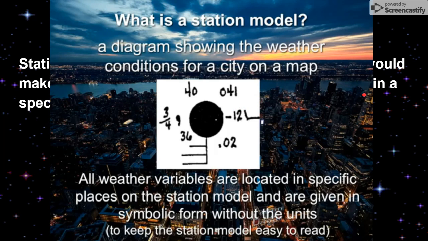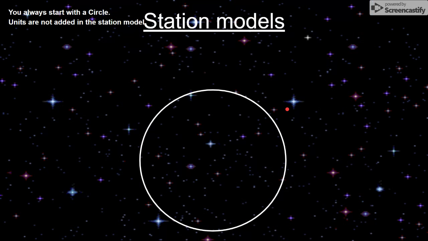The reason for that is that it makes it easier to read. If we did have units on here, it would be too stuffed together, disorganized, and too much stuff would be going on. So that's why it's like this. All right. So for a station model, you always start with a circle. Units are not added in the station model, remember. So you always begin with a circle, just like this. And then on the upper left-hand corner is where you put the temperature. The temperature is always in Fahrenheit.